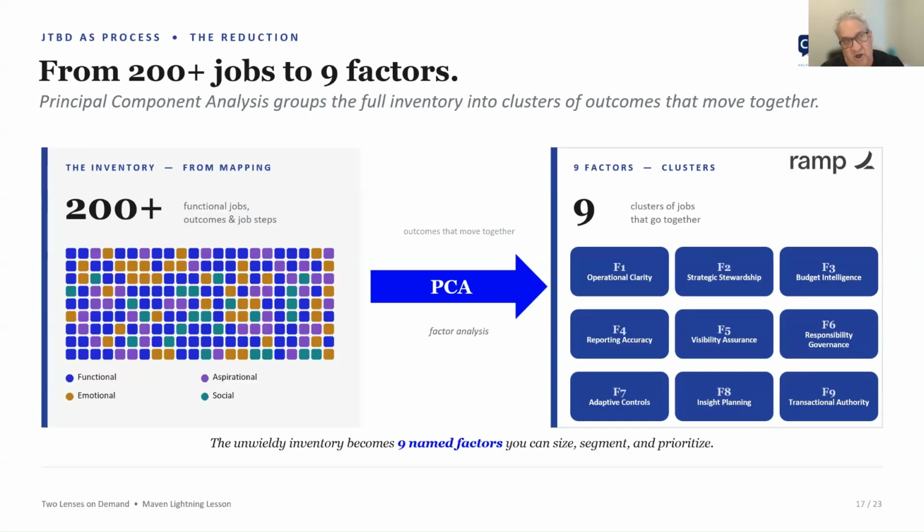And it's this recognition that you want to steer away from prioritizing the individual jobs themselves and begin to think of them more as clusters, as things people do together, that there's a mix of functional, social, emotional, aspirational jobs that together as a cluster are what people want to do or want to do better. And so this type of analysis helps you figure out what those clusters are.